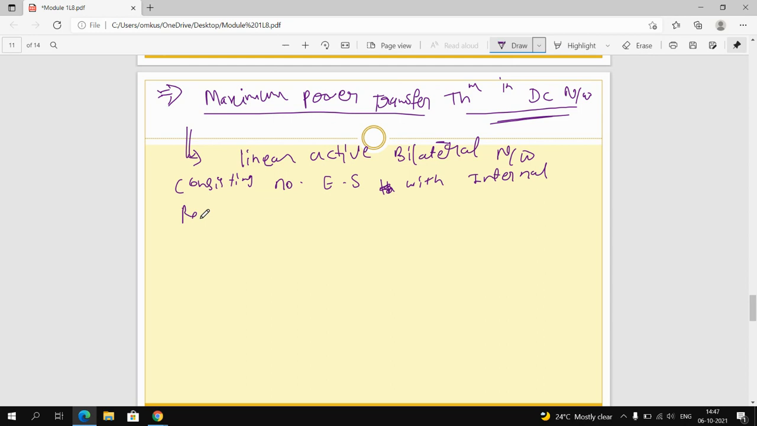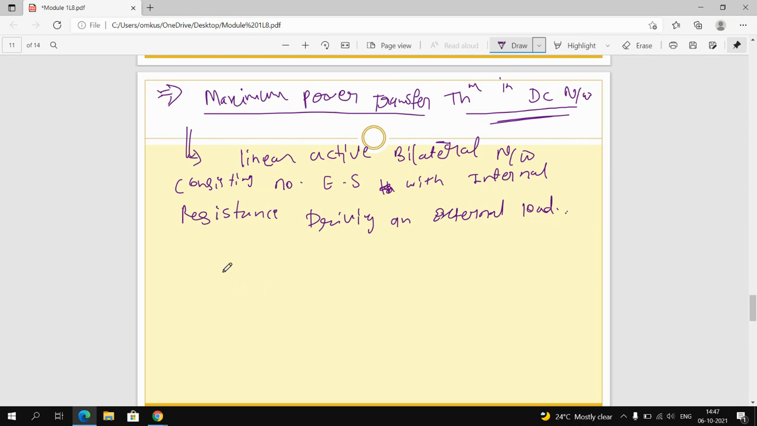So here you need to find out the condition for that external load to consume the maximum power from the given circuit or given network. Okay, so this is a basic statement. You can also follow the complete statement from the book.